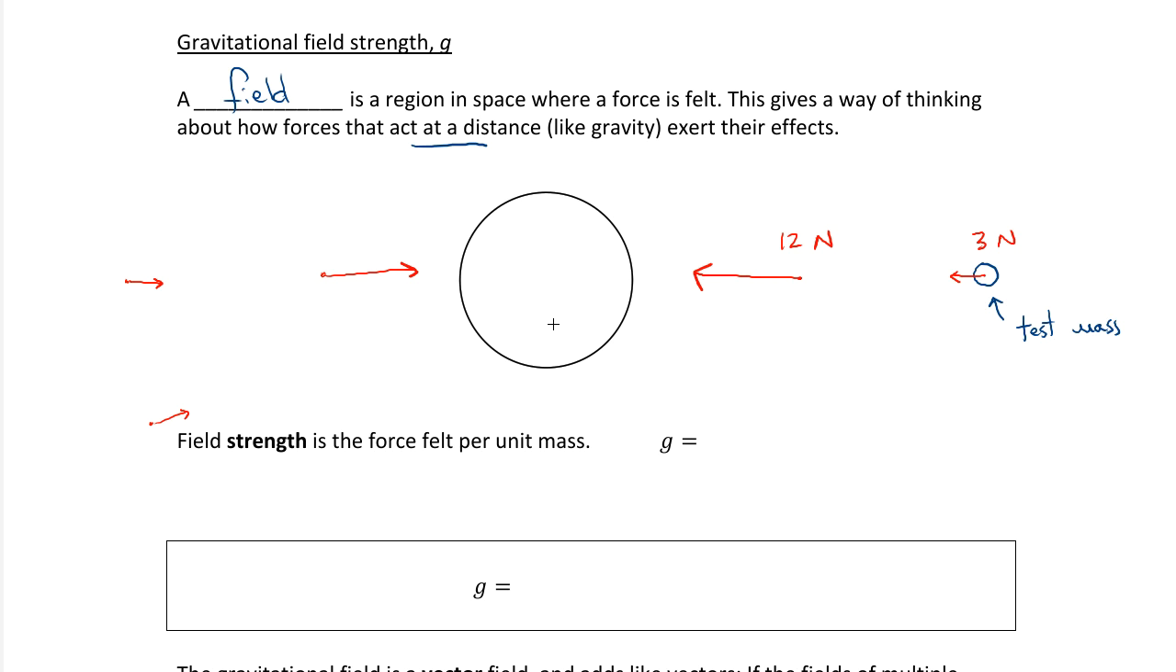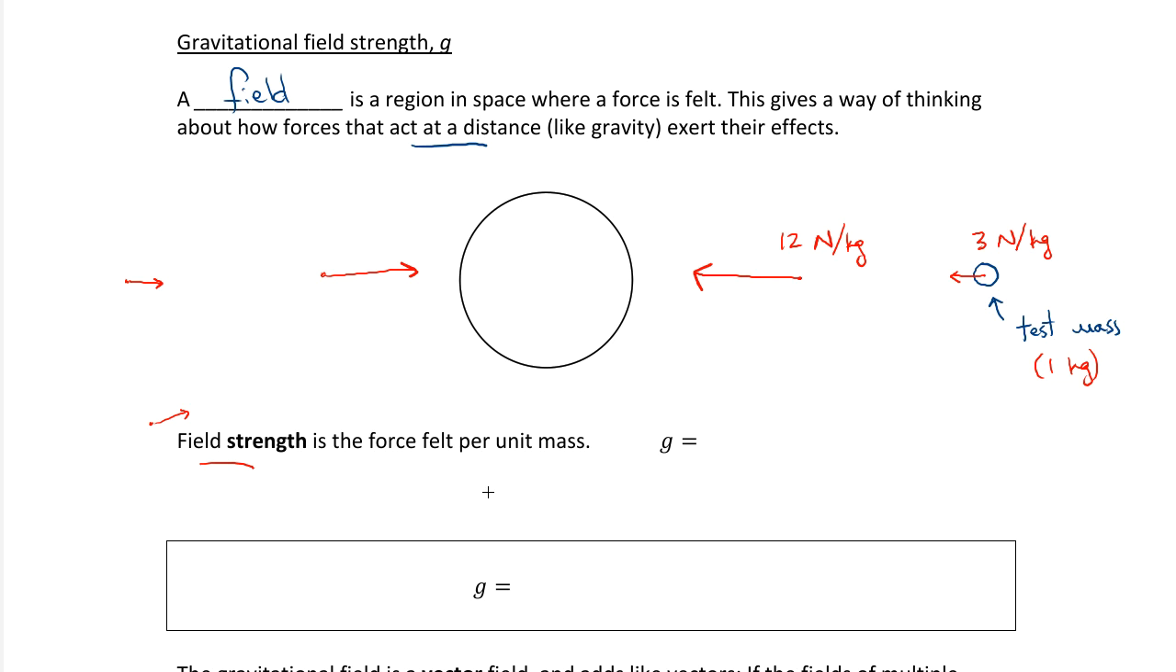All these vectors are pointing towards the center of the planet, and they're indicating the force that would be felt by this test mass. Well, let's say the test mass was 1 kilogram. Now each of these become newtons per kilogram. And if we were to double the mass of this test mass, it would double the total newtons, but not the newtons per kilogram. So this is a way of standardizing for the amount of force felt. It's the newtons per kilogram.